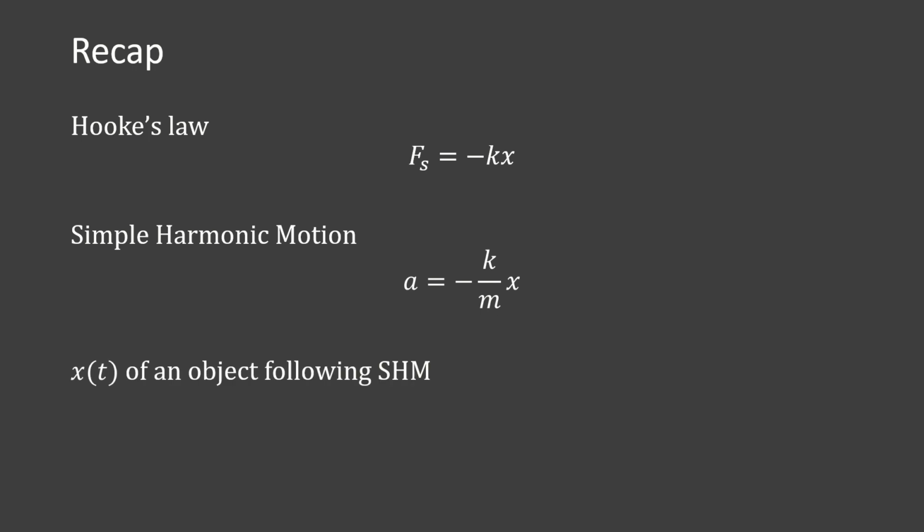And we derived the position function of an object following simple harmonic motion. It can be either x of t or y of t, it's up to you. It's given as a sine of the square root of k over m times t. x of t is the position, a is the amplitude, k is the spring constant, m is the mass, and finally t is the time.